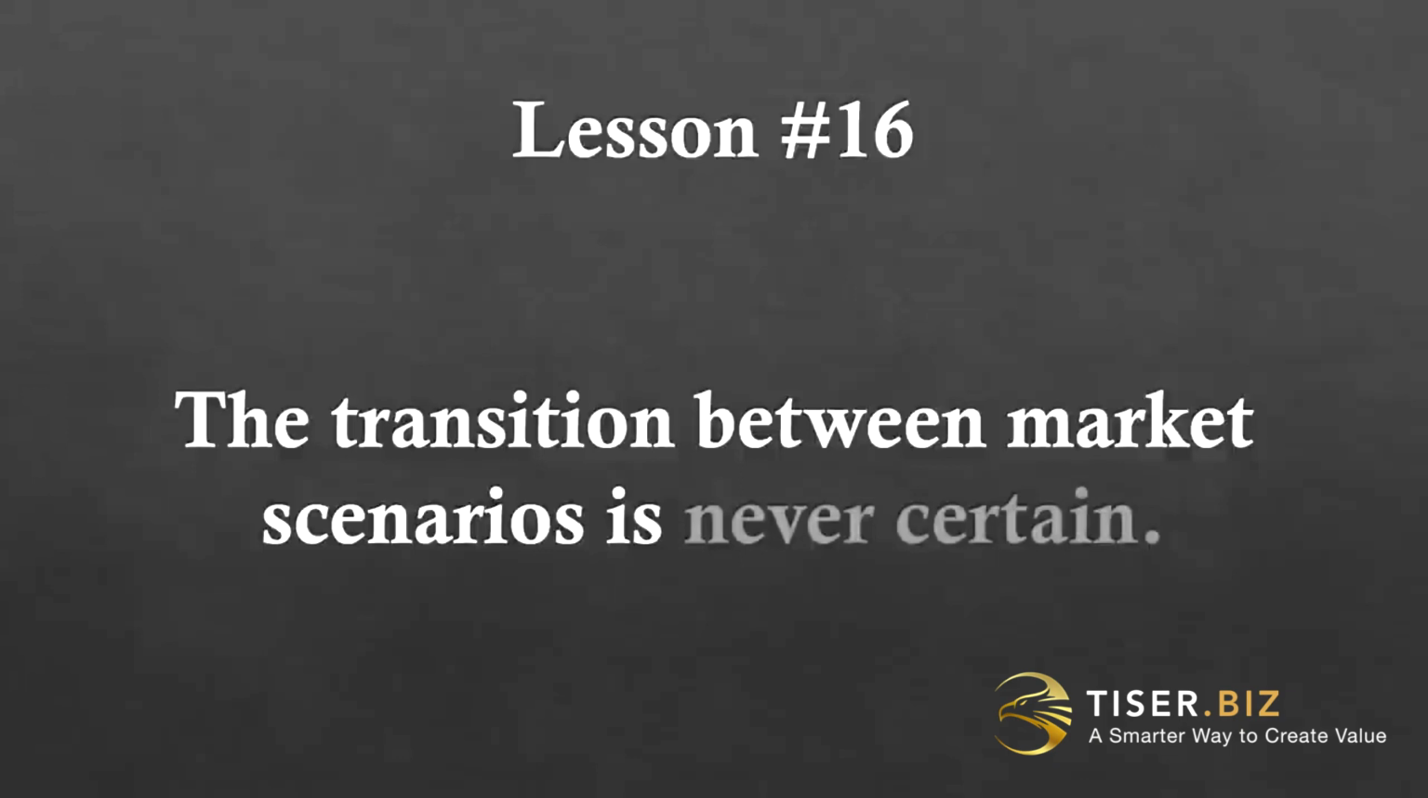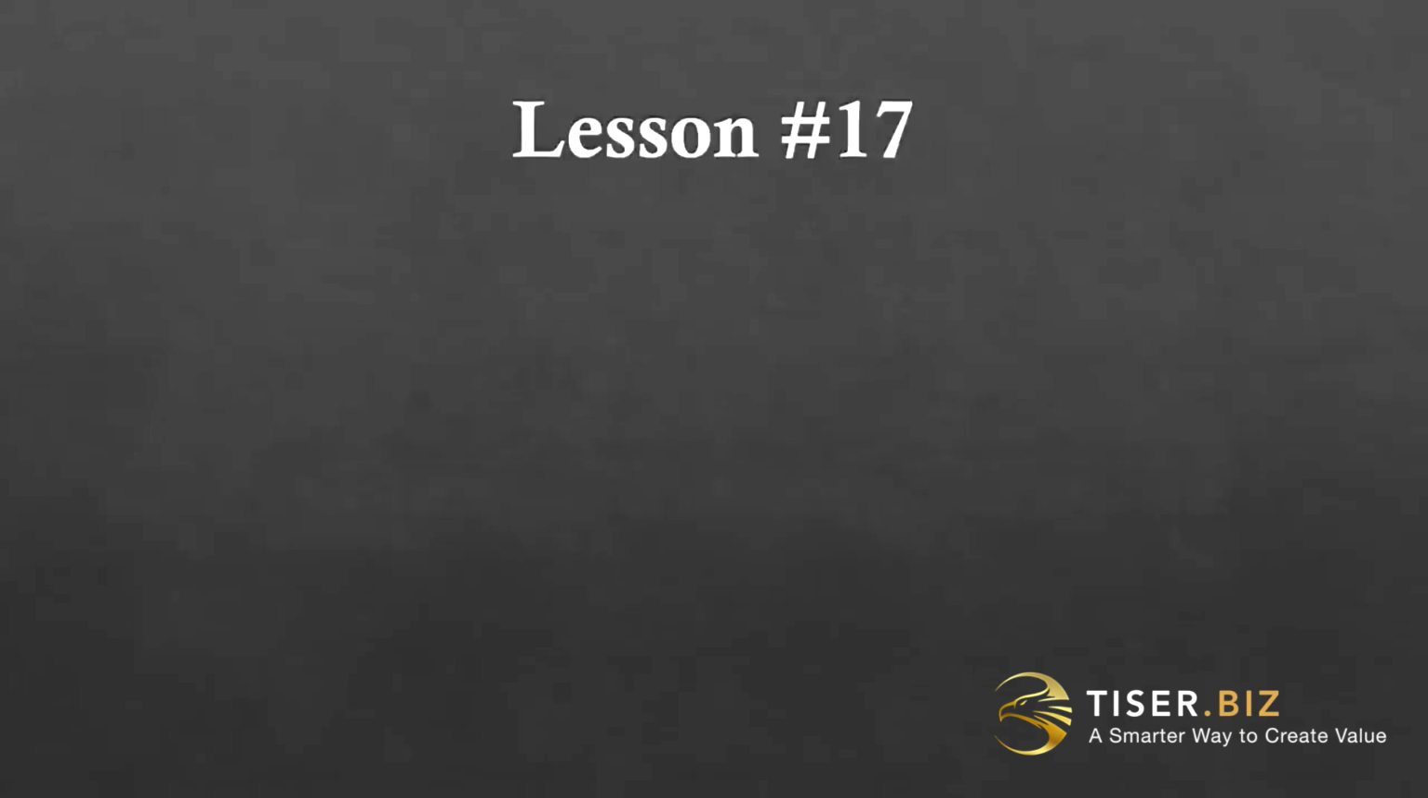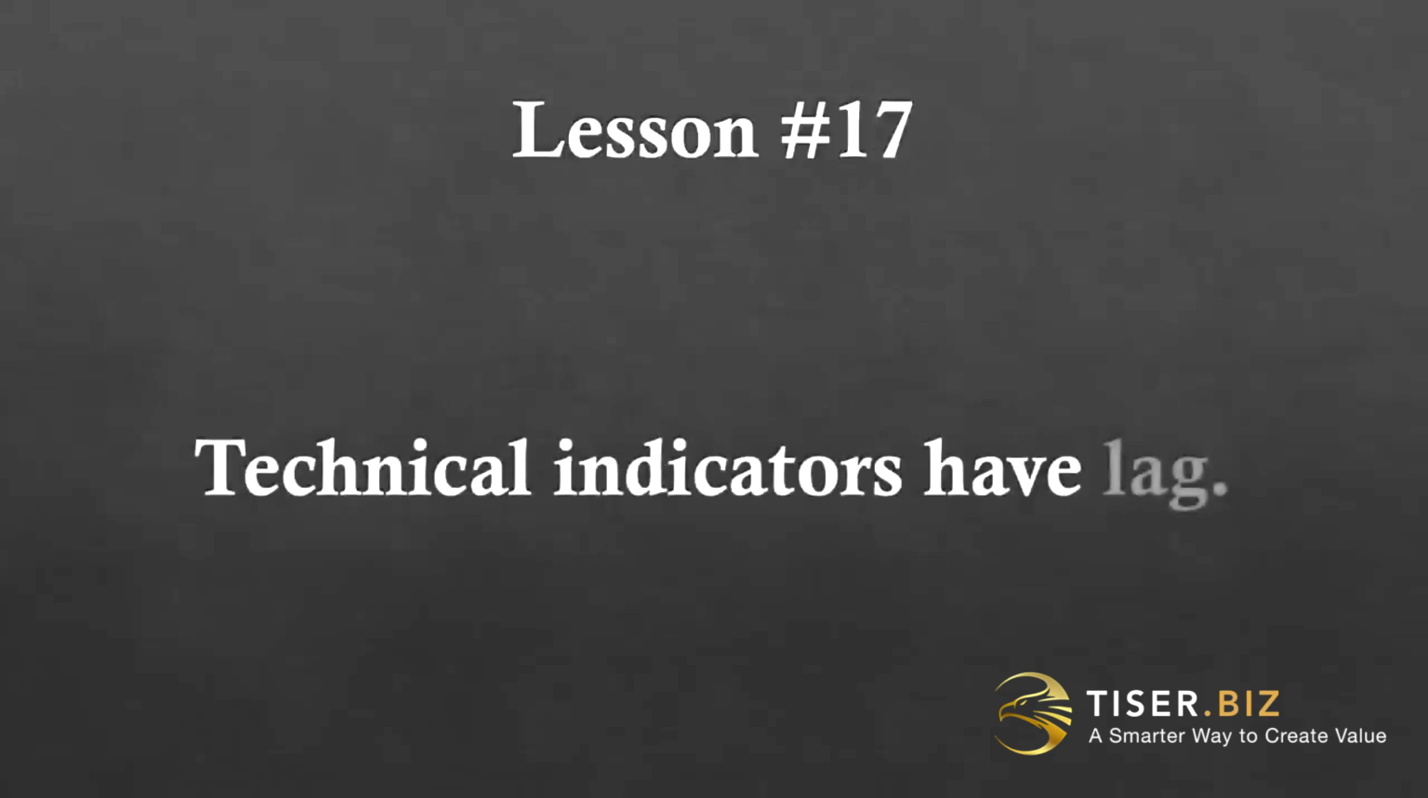Lesson number 17. Technical indicators have lag. One of the major flaws in most technical indicators is that they have lag. This happens because they condense past price information into the present. That has the unfortunate and counterproductive effect of generating false and inaccurate signals.